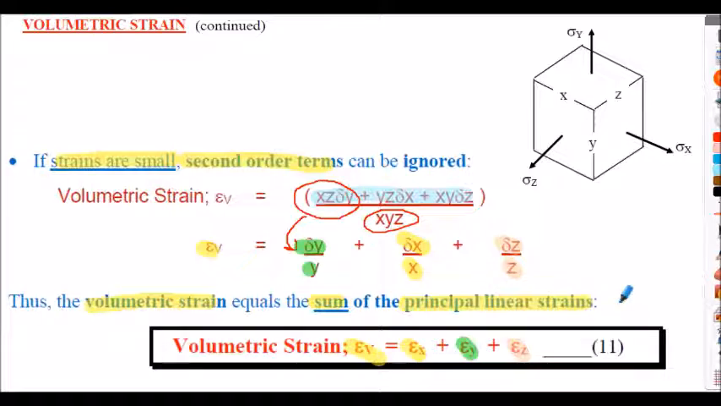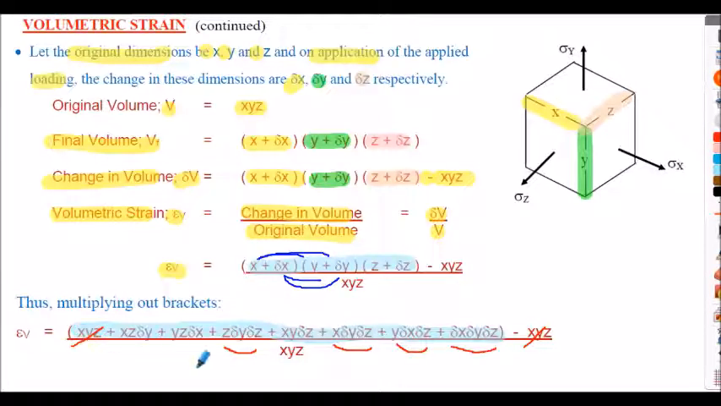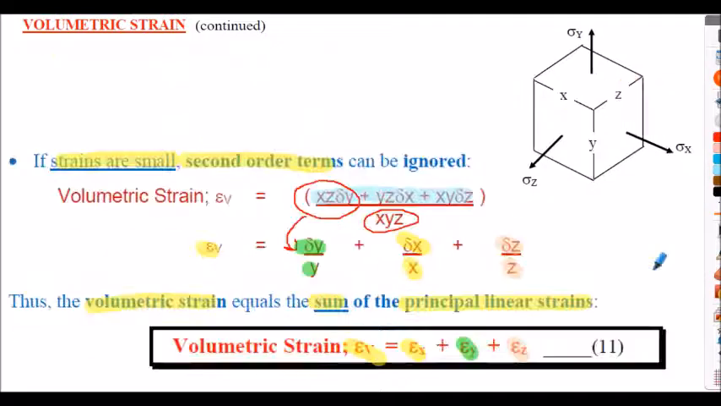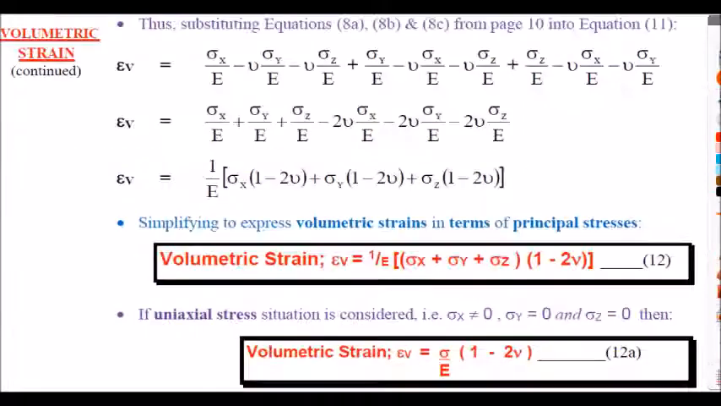So we can see that by making the assumption that the strains are very small and the second order strains can be ignored, we end up with a very simple equation for calculating volumetric strain. Again, looks pretty heavy here, some of the arithmetic here. I'm not going to labour this with you because of time here.